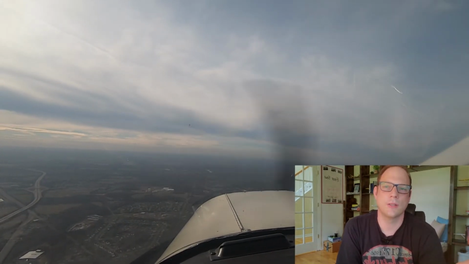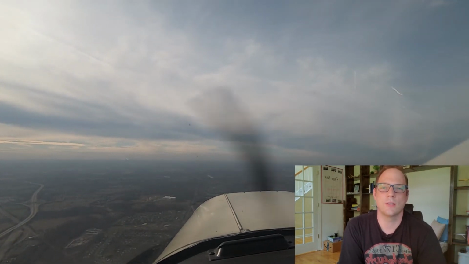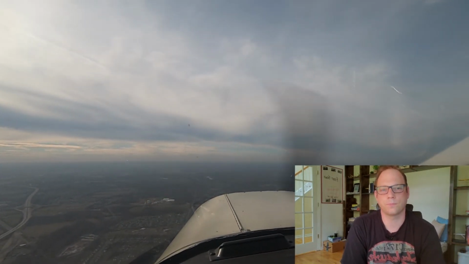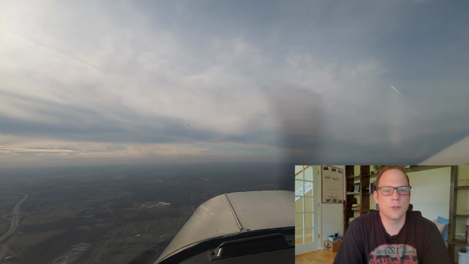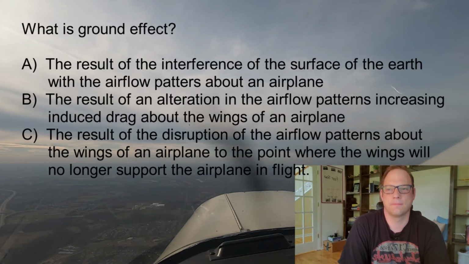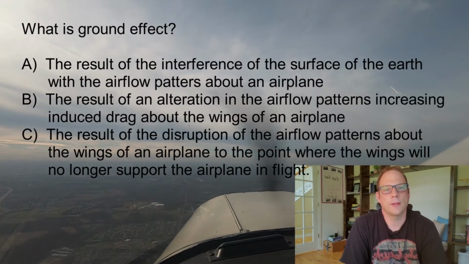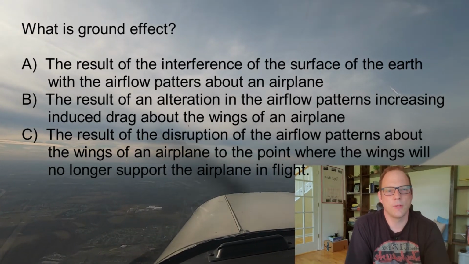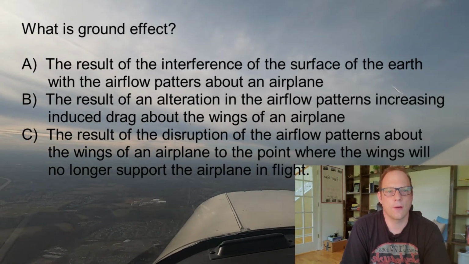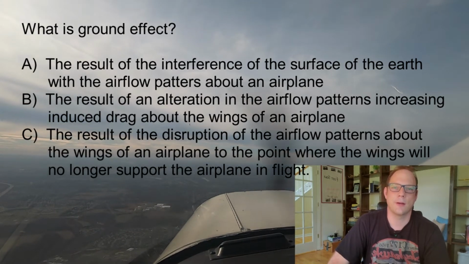So with that introduction in mind, let's look at some potential questions on the knowledge test. So the first one, what is ground effect? The correct answer here is A, the result of the interference of the surface of the Earth with the airflow patterns about the airplane.